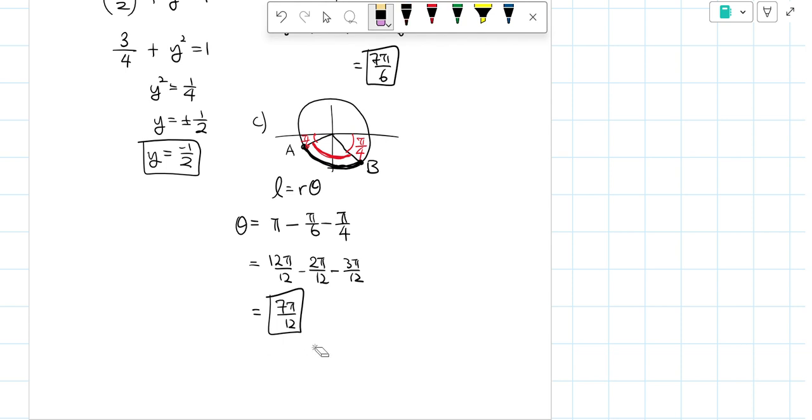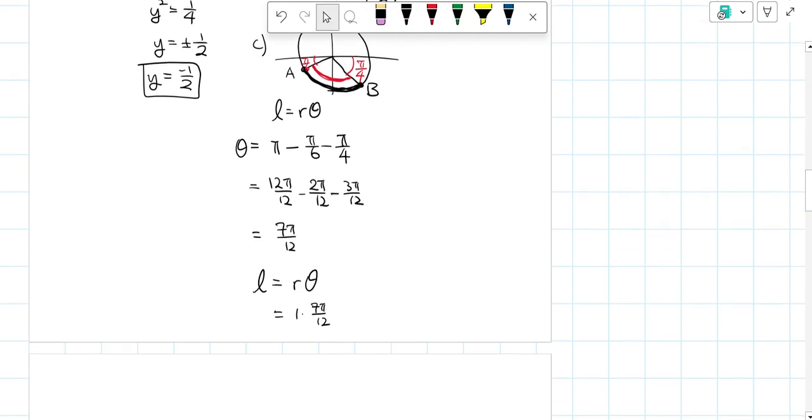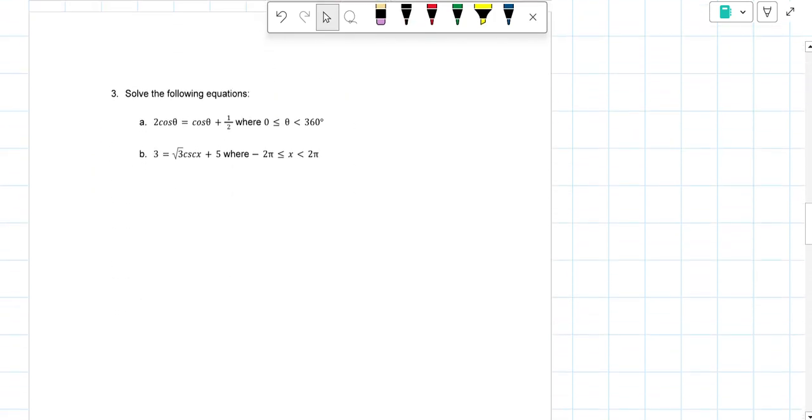If I know that the angle is 7 pi over 12, I can plug into the formula once again. L equals r theta. Well, r is just 1 because it's a unit circle. Theta is 7 pi over 12. So my arc length must be just 7 pi over 12. Let's try the next question.